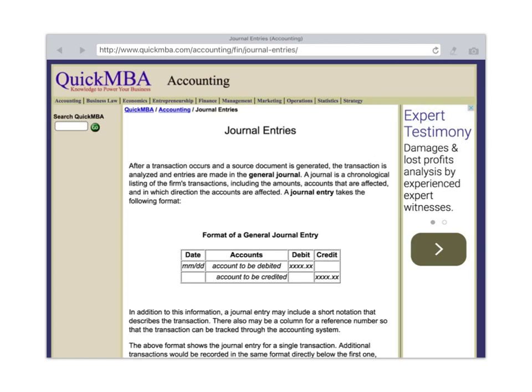We've already talked a little bit about journal entries. Remember, every time that you make an entry for one account, there has to be a qualifying entry on the other side to balance it out.